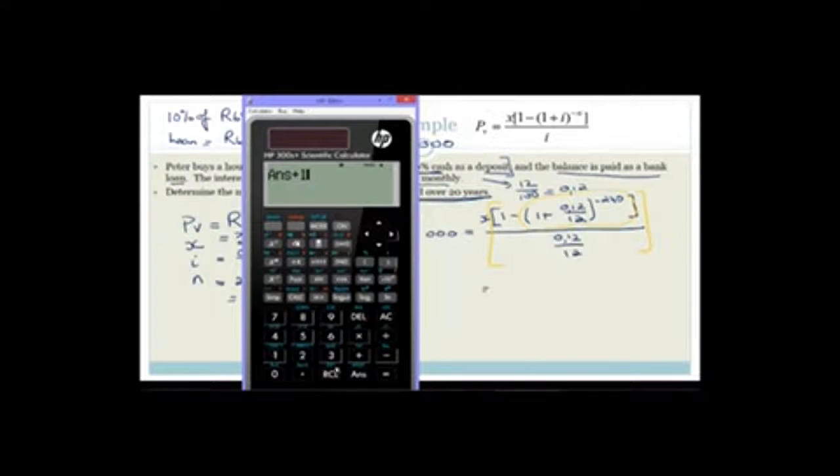Okay, let's add 1 again. So yeah, I was right. Therefore, if I subtract 1, sorry, I couldn't remember what I'd written. It's not negative. I've done it the wrong way around. So this is just 0.91.